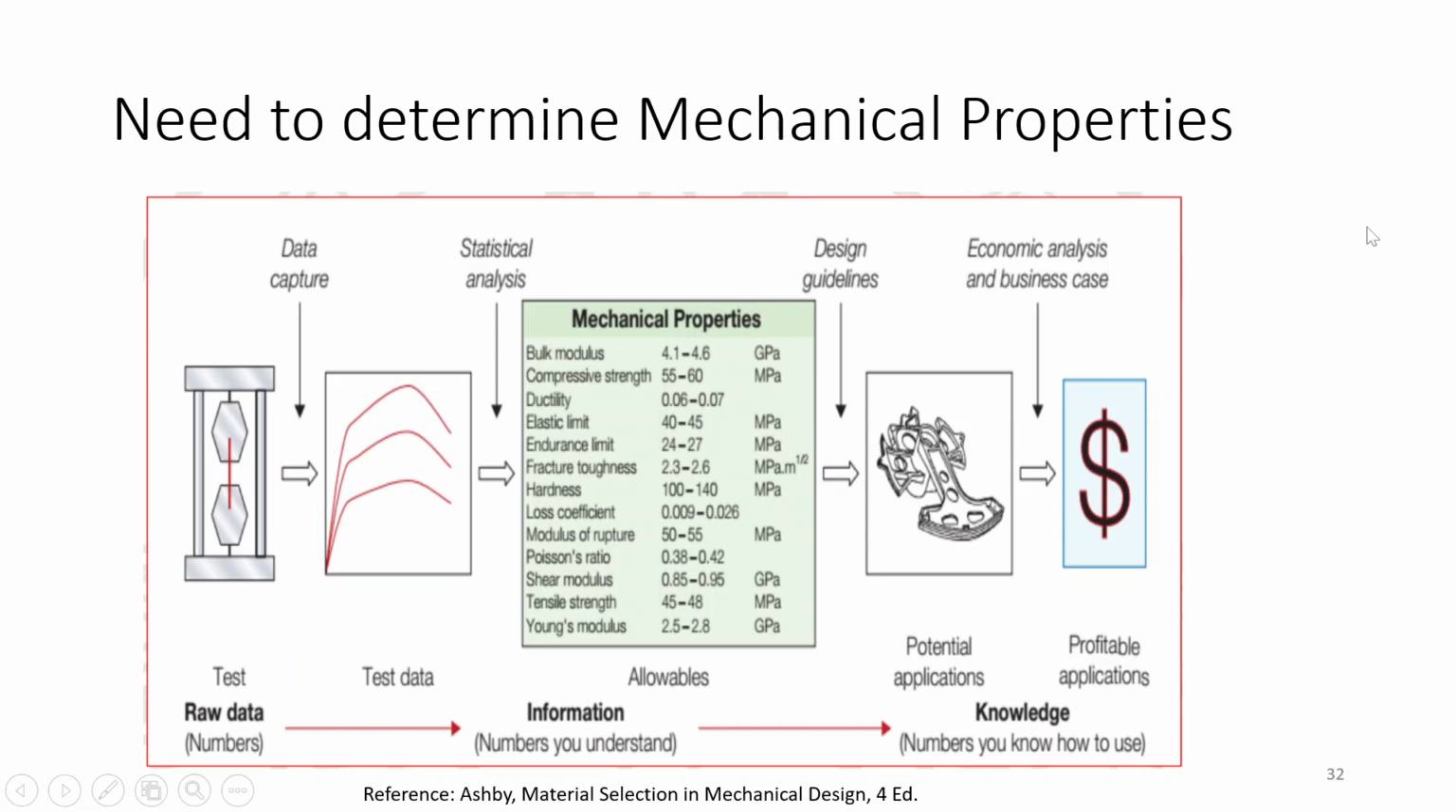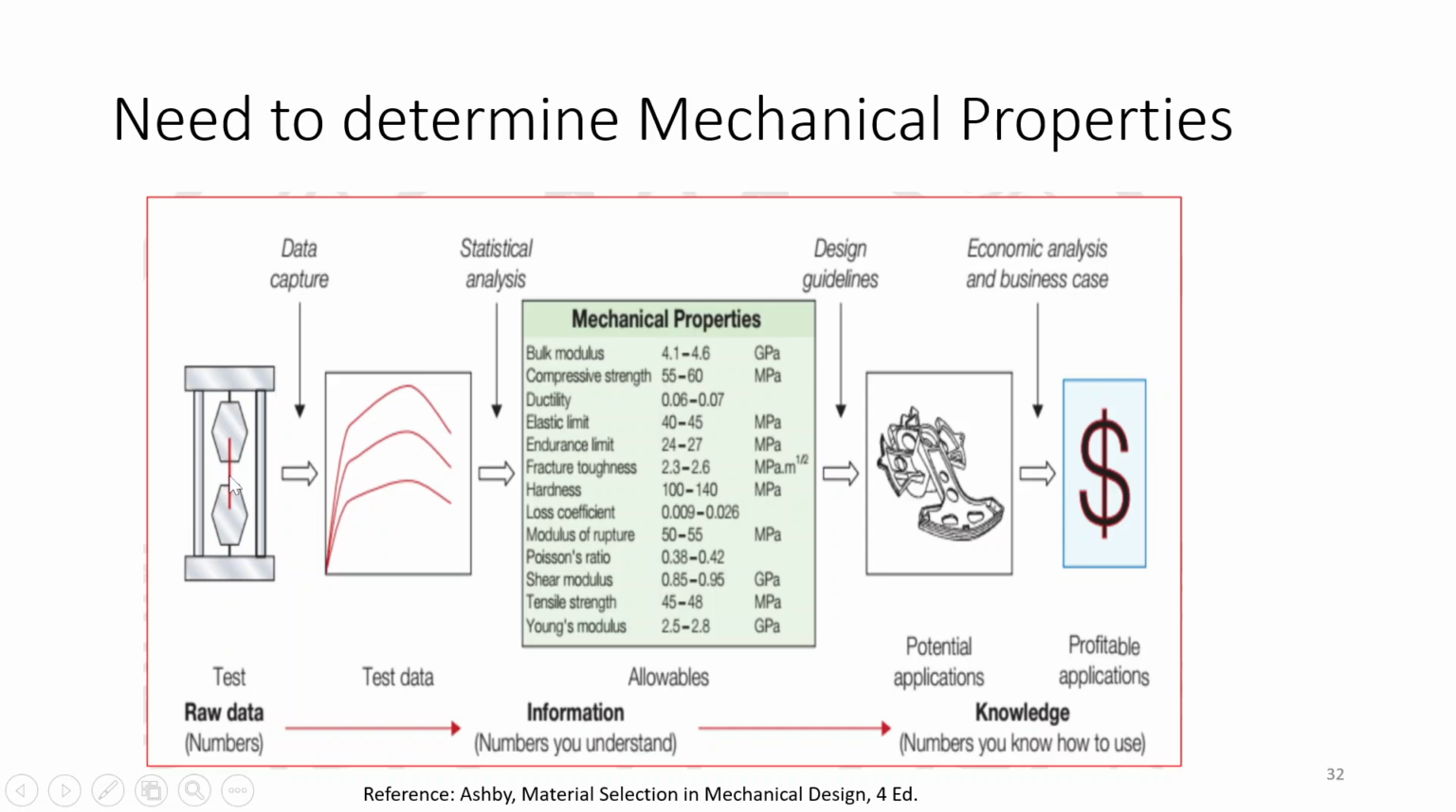Now next, we need to determine mechanical properties. So how do we determine mechanical properties? Firstly, you will be performing a test such as tensile testing, and then you will be capturing data in terms of load and displacement. Now this data is converted with the help of sample parameters.